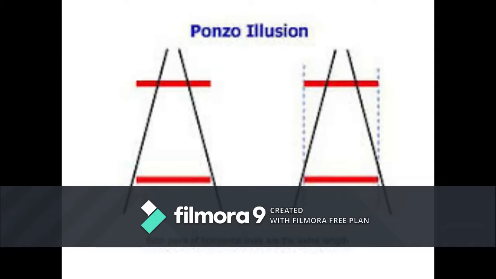Because of the background, you perceive the back object as being further away, and from experience, you have learned that if two objects appear the same size and one is behind the other, the object that is further away appears to be larger. In reality, these two bars are the same size. This is called the Ponzo illusion.